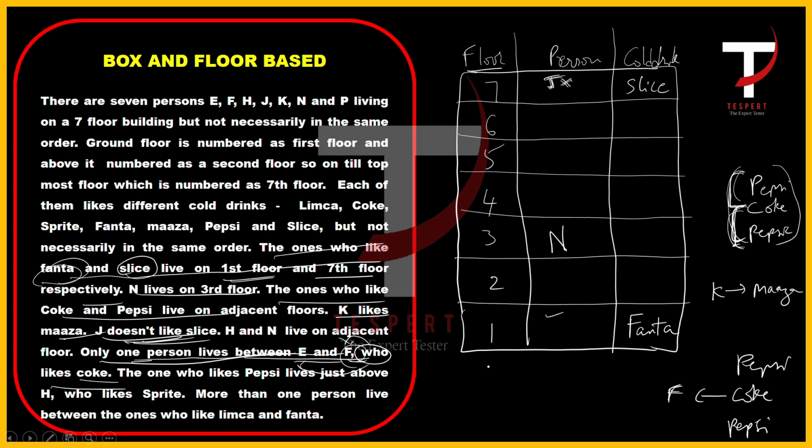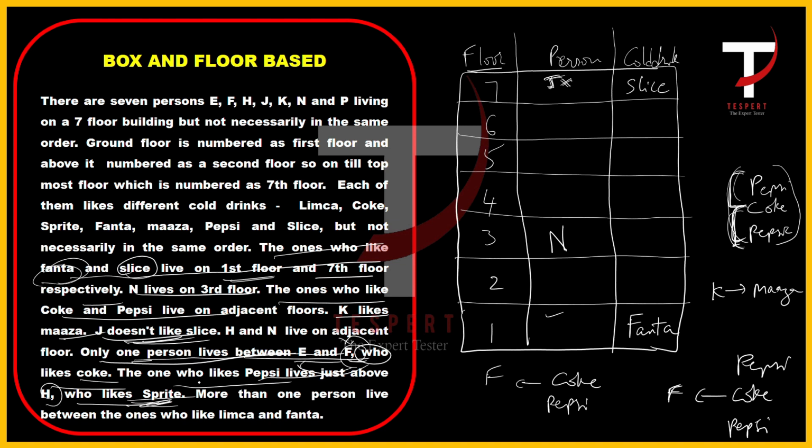The one who likes Pepsi lives just above H, who likes Sprite, right? So it can be F Coke, Pepsi, and Sprite. Sprite comes here. I will write it here again. So Coke is liked by F, Pepsi. Why? Because the one who likes Pepsi lives just above H, who likes Sprite.